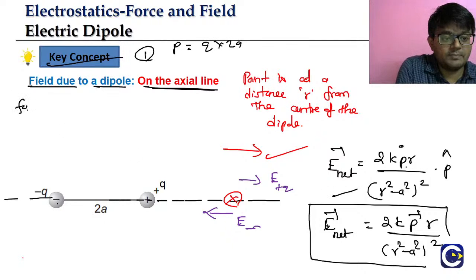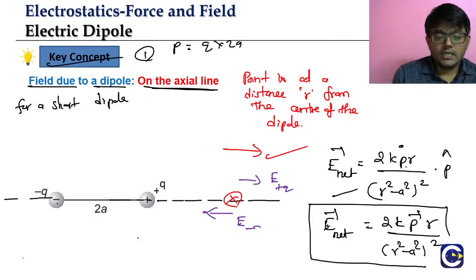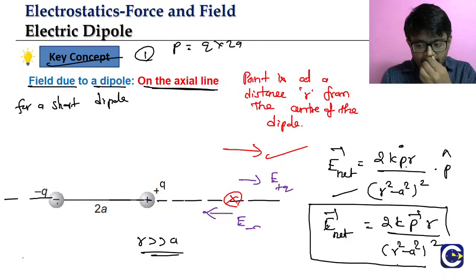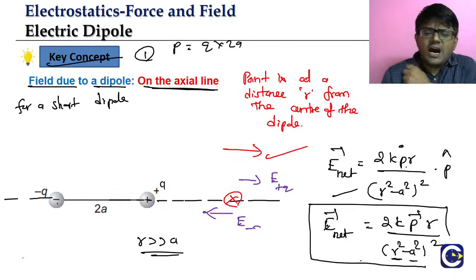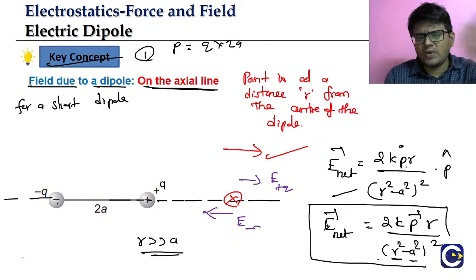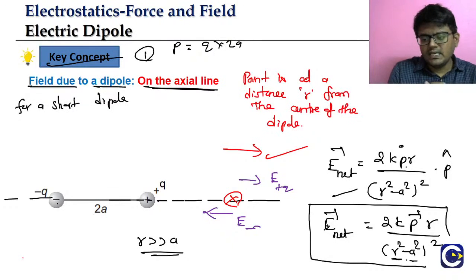For a short dipole, what happens? R value will be very, very high in comparison to a. Now look, in the denominator we have r square minus a square. If r is very high in comparison to a, then if you subtract a square from r square, there won't be a big difference. Which means we can neglect the a square value in the denominator.